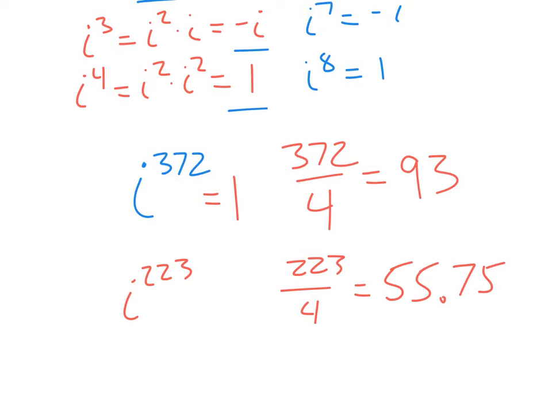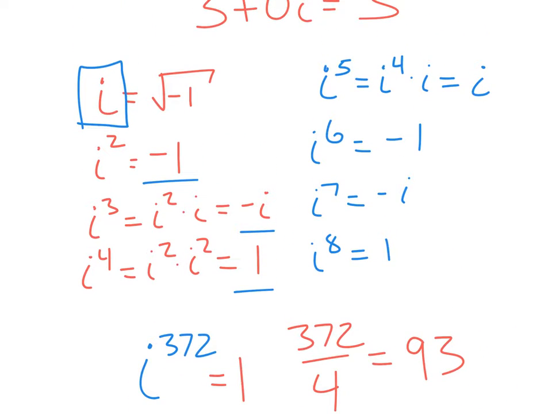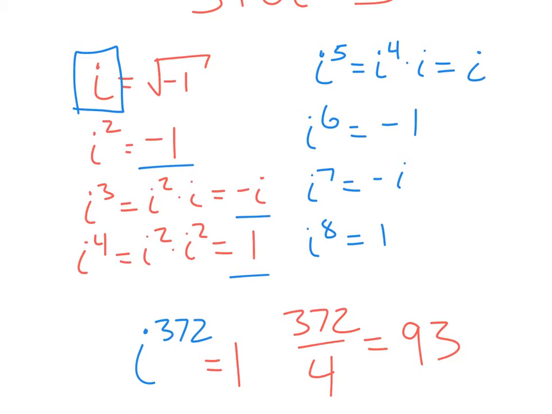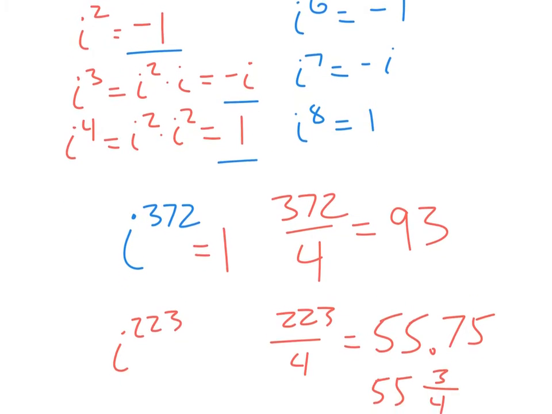55.75. Right, or if you really are smooth, it'd be 3 over 4. So which one is it? It's going to be i. Would it be negative i? It would be negative i.